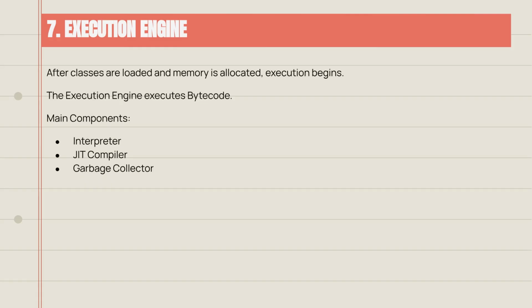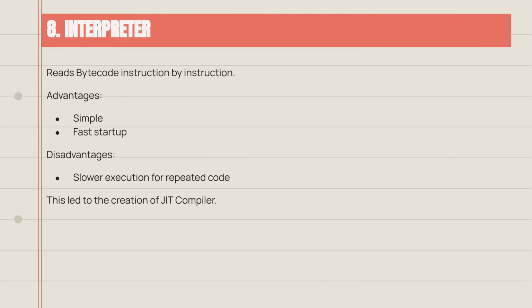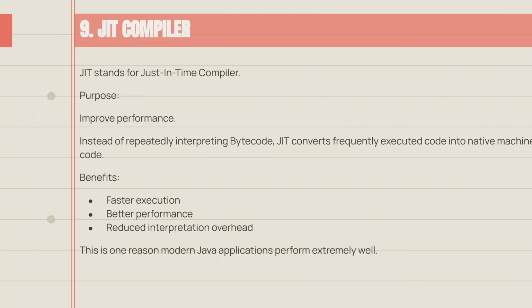Finally, the execution engine runs the bytecode. Its core components are the interpreter, the JIT compiler for performance optimization, and the garbage collector, which manages memory automatically. The interpreter reads bytecode instructions one by one. While it is simple and starts up quickly, it can be slower for repeated code. This limitation led to the development of the JIT compiler.